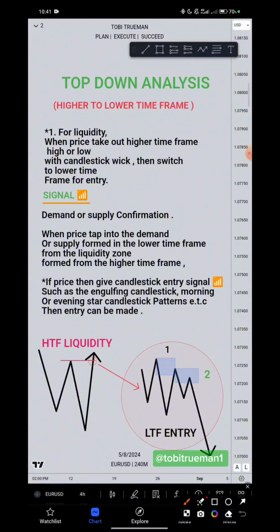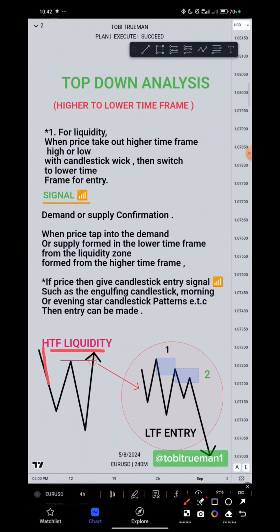Now, when price taps into the demand or supply formed in the lower time frame from the liquidity zone formed from the higher time frame, the first thing you have to do is wait for price to give a candlestick entry signal such as the engulfing candlestick, morning star or evening star candlestick pattern, and so on and so forth, then entry can be made. Just like we already know our confirmation entry, how that is in the higher time frame, maybe in your 4-hour, weekly, daily or monthly time frame.